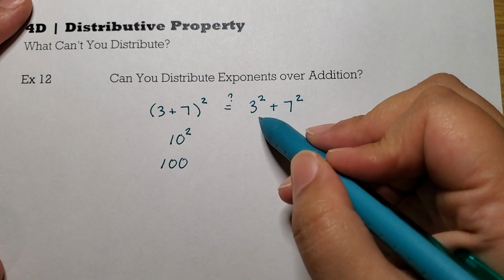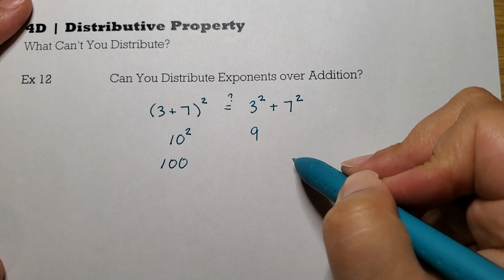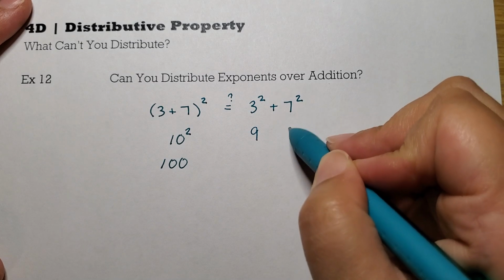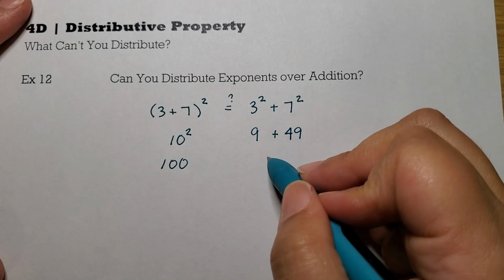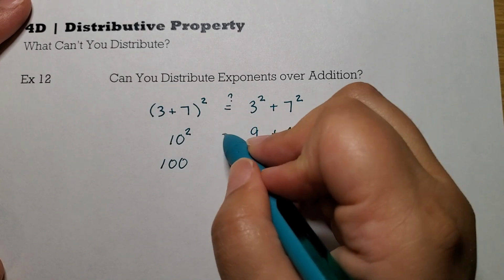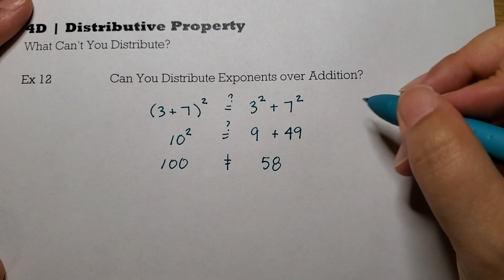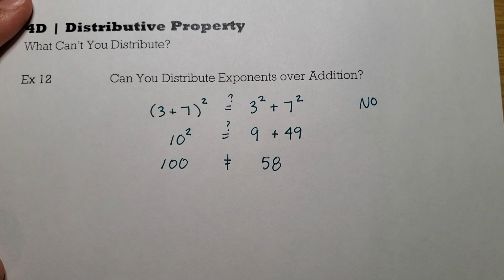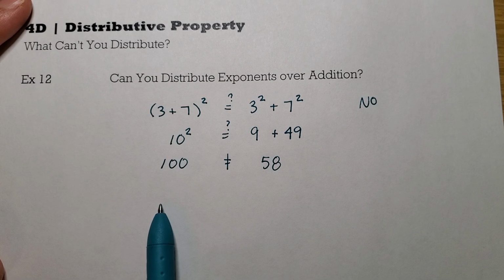On the right-hand side, we've got to do the squaring first. So 3 squared is 9, and 7 squared is 49. And when we add them, we get 58. So it looks like we can't distribute exponents over addition because we end up getting different answers.